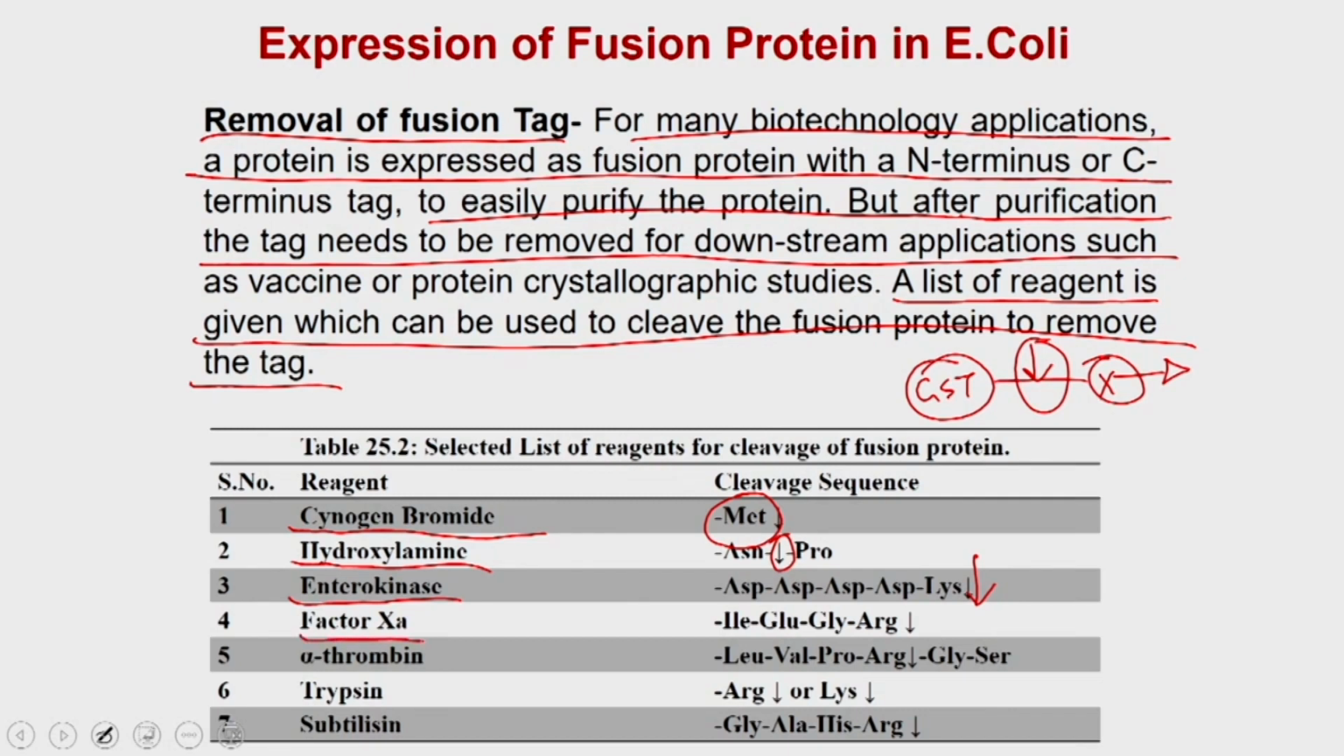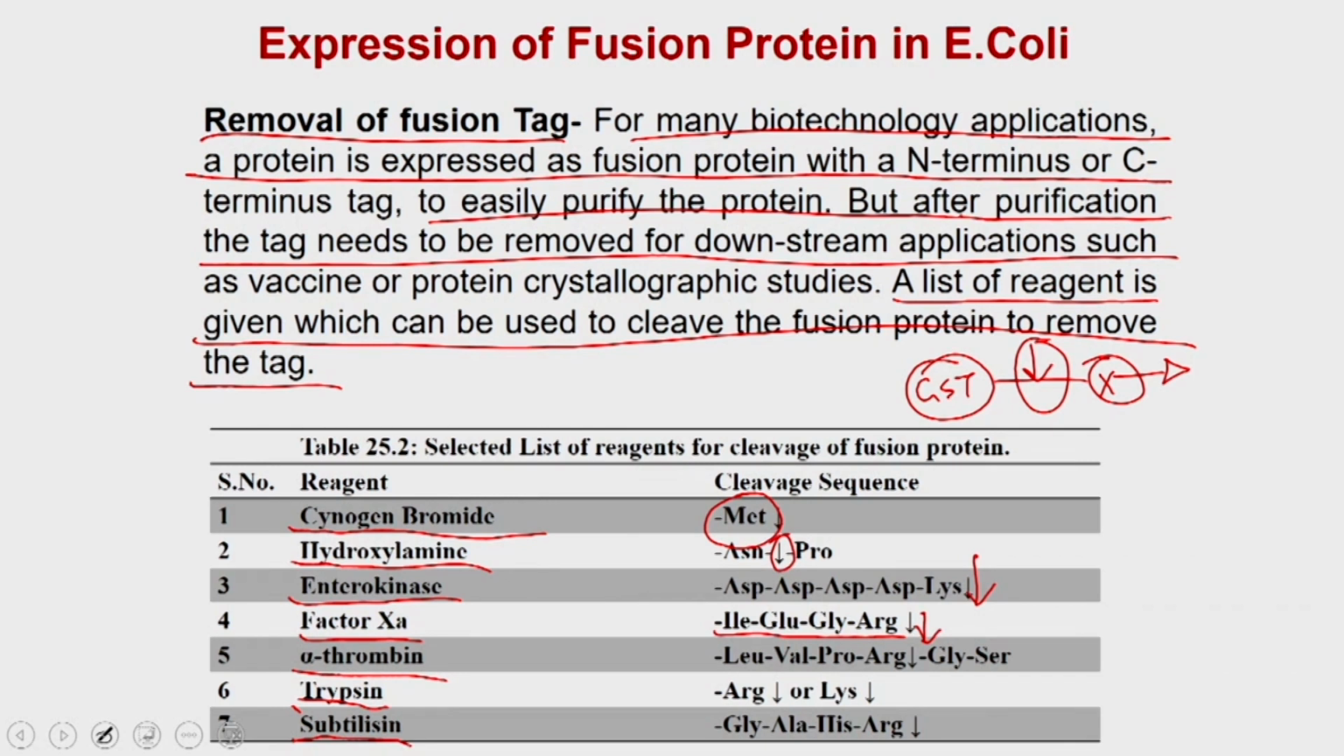Then you have factor Xa. The factor Xa cleavage site is also present, and factor Xa always cleaves after the arginine. Similarly, you have alpha thrombin, and alpha thrombin cleaves the chimeric protein between the arginine and glycine. Then you have trypsin, and trypsin cleaves the protein just after the arginine or the lysine, and lastly you have subtilisin. Subtilisin cleaves after the arginine.